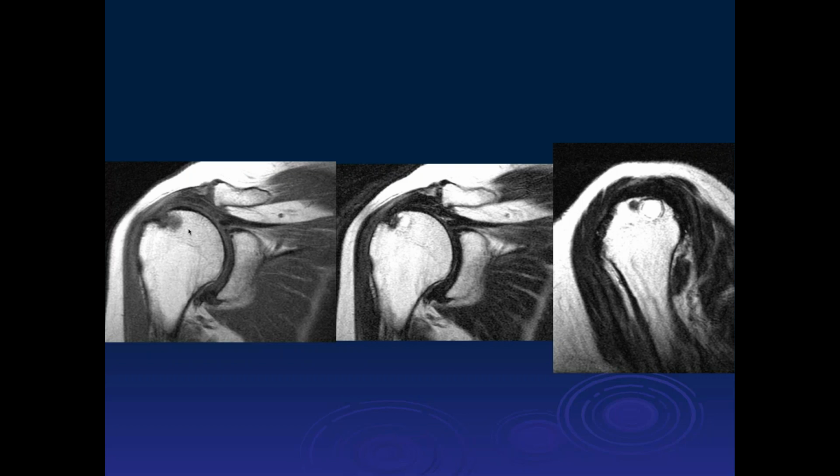Okay, so now you say you don't see a tear. Why do you say you don't see a tear? So maybe there is some superior migration of the humeral head. Maybe there's some scarring in place.